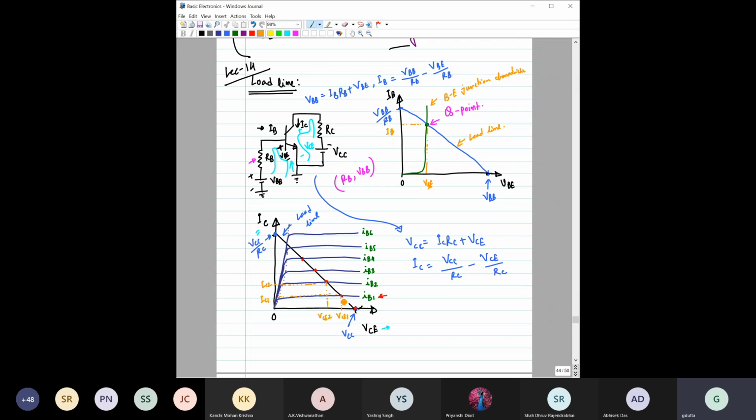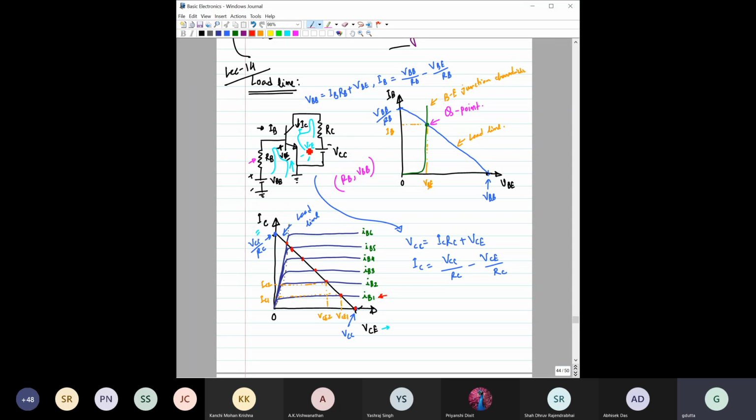And see, from here till this point, from this Q point to this Q point, the transistor is operating in the forward active mode, right? Now, suppose that is, say, IB5. If you further increase this IB, say IB6, then this will go to here. So the transistor is no longer in the forward active mode, but the Q point is now in the saturation region, right?